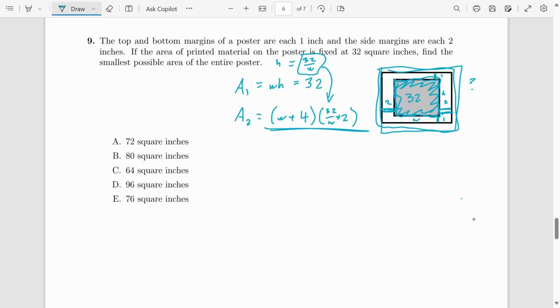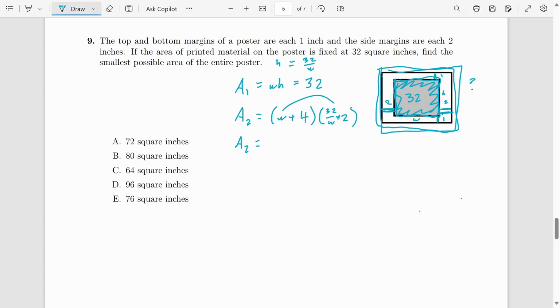And now, for this formula, we only have one variable. We only have W in there, so it'll be really easy to take its derivative. Actually, let's not find the derivative yet. Let's make this easier on the eyes and easier to take the derivative of. Let's go ahead and FOIL this so that we have a bunch of just added terms. Then it's really easy to find the derivative.